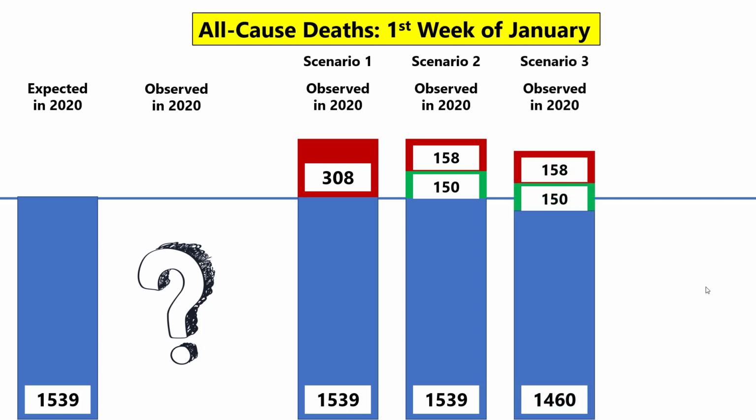Scenario number three, we ended up with 1,768 total deaths due to any reason. That's a 15% excess.